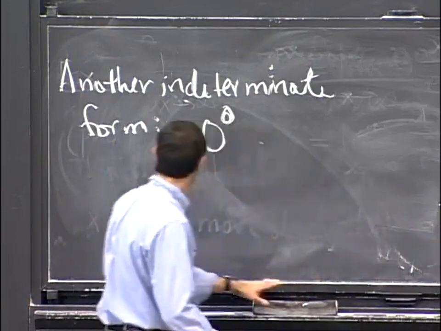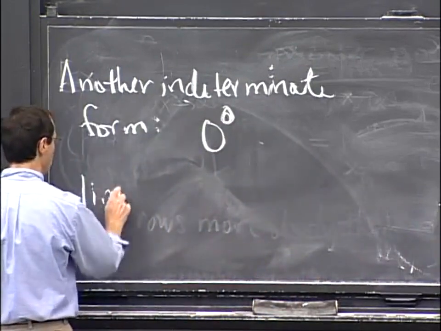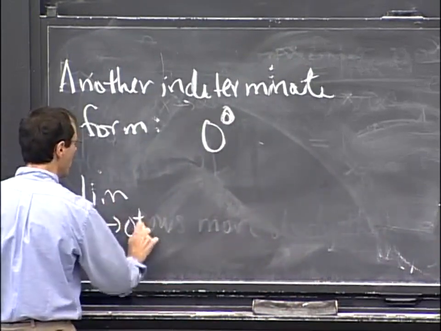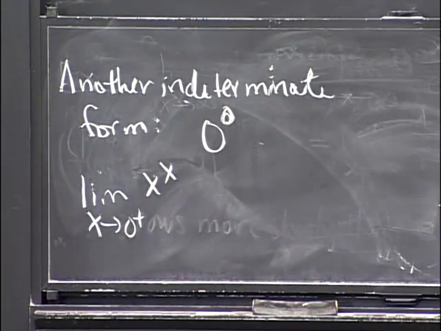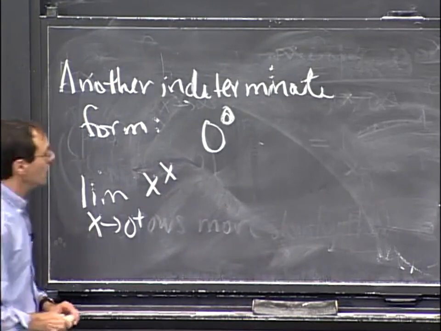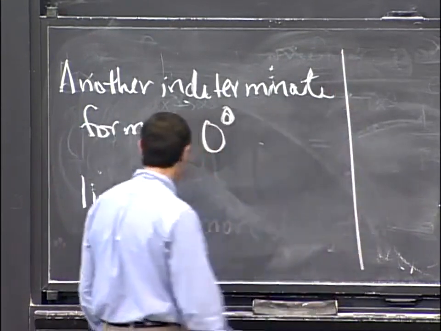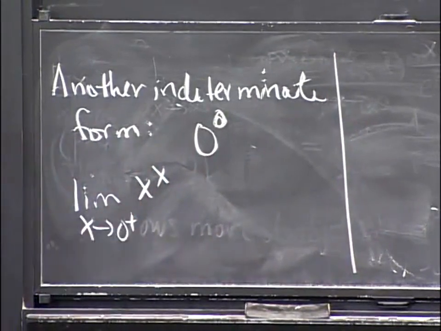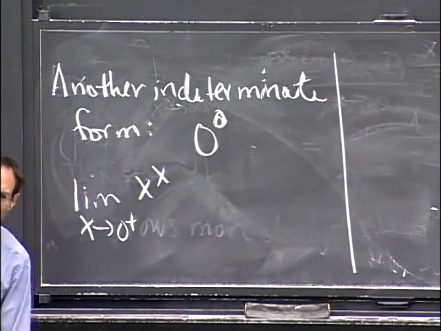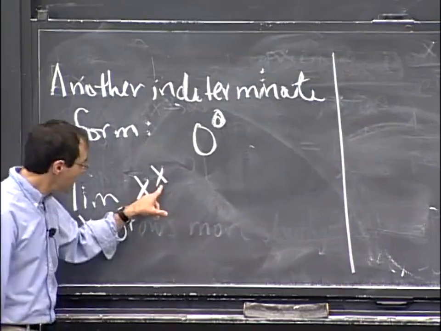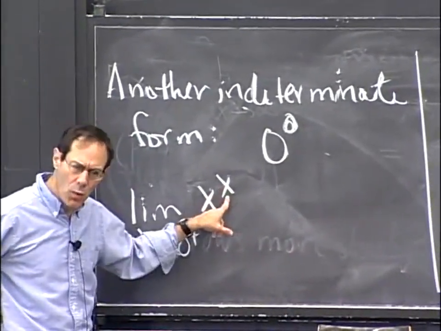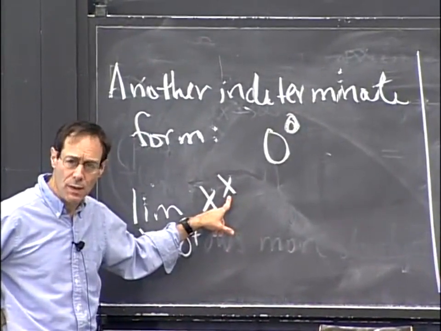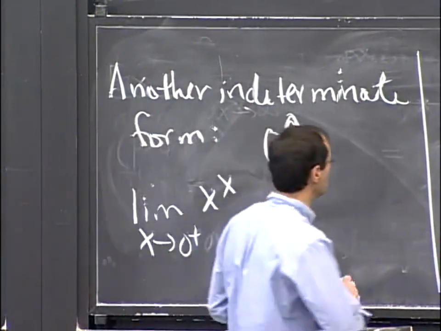Now, the simplest example of this is the limit as x goes to 0 from above of x to the x. All right? Now, in order to work out what's happening with this one, we have to use a trick. And the trick is that this is a moving exponent, and so it's appropriate to use base e. This is something that we did way back in the first unit.